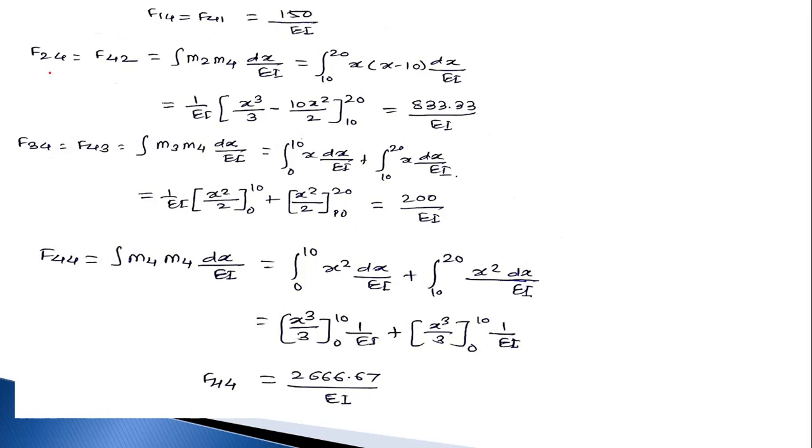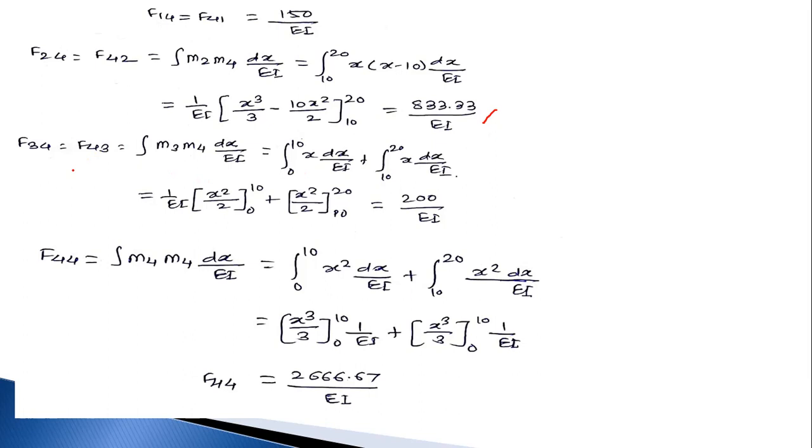Then next, f24 is equal to f42. So it becomes m2 into m4 dx upon EI. Take the integration with upper limit 20, lower limit 10, that is x into bracket x minus 10, into dx upon EI. By solving this equation, we got f24 is equal to f42 is equal to 833.33 upon EI.